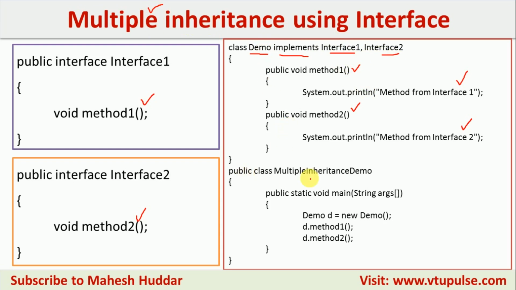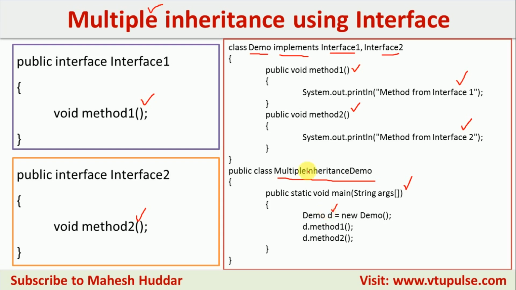Now coming back to the main method here. First we have created a main class, that is multiple inheritance demo. Within that I have created one main method. The name of the main method is main here, and I have created an object of this particular demo. The name of the object is D in this case.